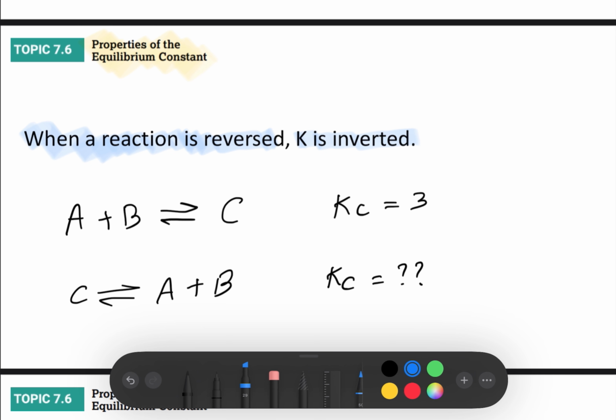What does this mean? If you look at the two equations down below, the first one is a reaction of A plus B with a corresponding value of Kc, which is given to us, it's 3. And we have another reaction that is related to the first one, but the Kc value is unknown. So how can I calculate the unknown value here?